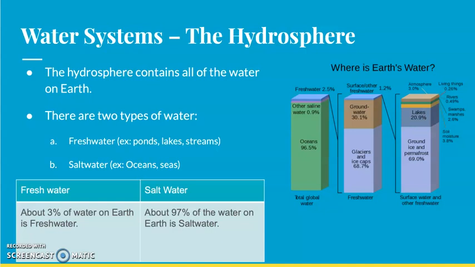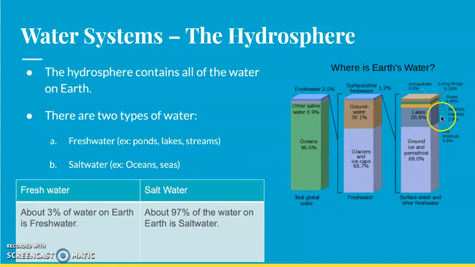Fresh water makes up about 3% of the water on Earth, and salt water makes up about 97% of the water on Earth. So where can we find each of these types of water? You can find fresh water in ponds, lakes, streams, and you can find salt water in the oceans and seas.